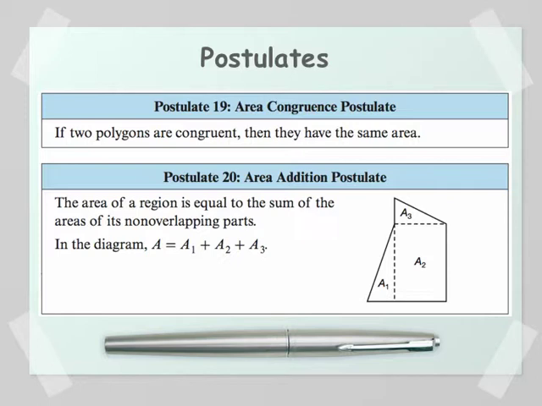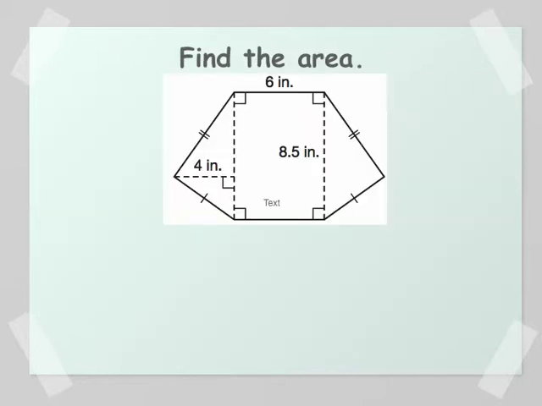So in the case of the polygon shown, the area of the entire polygon is equal to the area of the three smaller parts, which are non-overlapping. So we're going to apply that area addition postulate right here with this example. We've divided this irregular hexagon into three parts. There's two triangles and there's a rectangle.